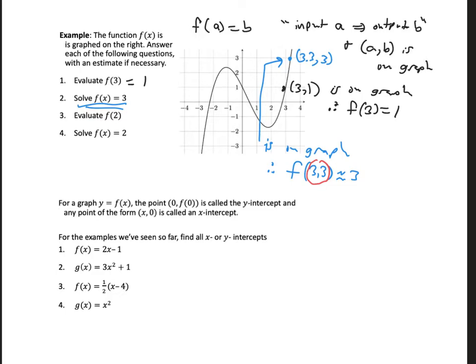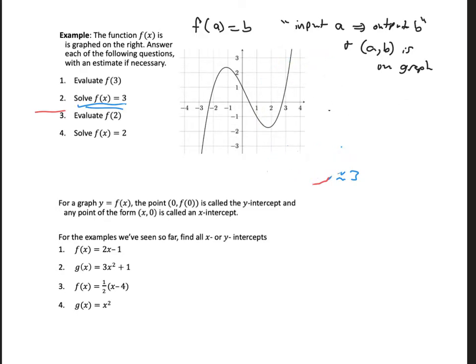So try number 3 and number 4 here by pausing the video. I'll count to 3 and then I'll do it. All right, so I'm going to erase the other things that I wrote here. I will leave my guiding principle up there, which is that once I identify an input-output pair, then I know that point is on the graph.